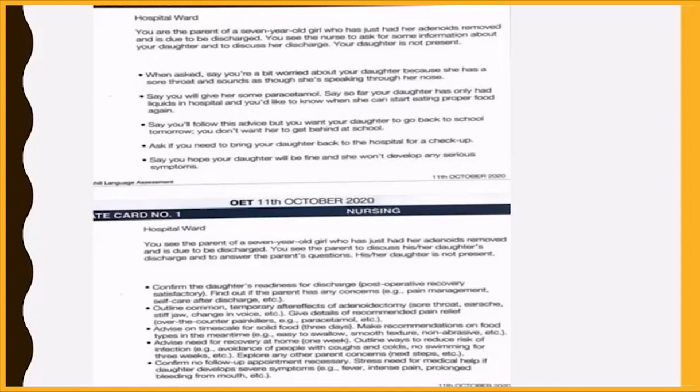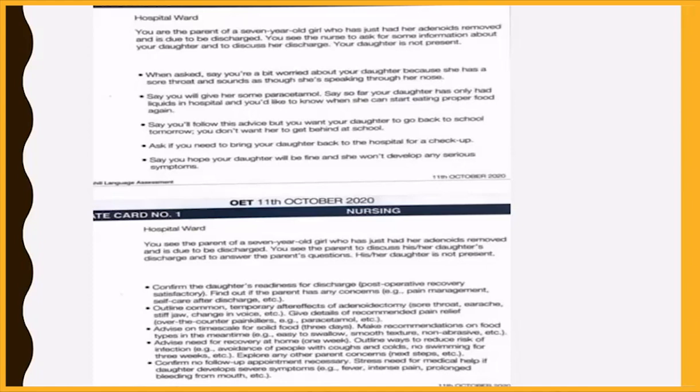Now, next task: make recommendations on food types in the meantime. In the meantime is very important. Meaning now, in between. Just before 3 days, what do you do now? So you're going to recommend some food that can be given now, before you start on solids.